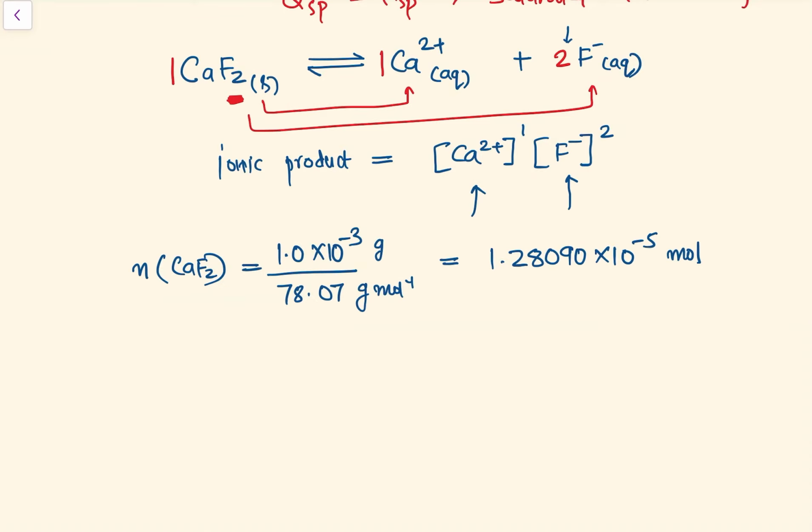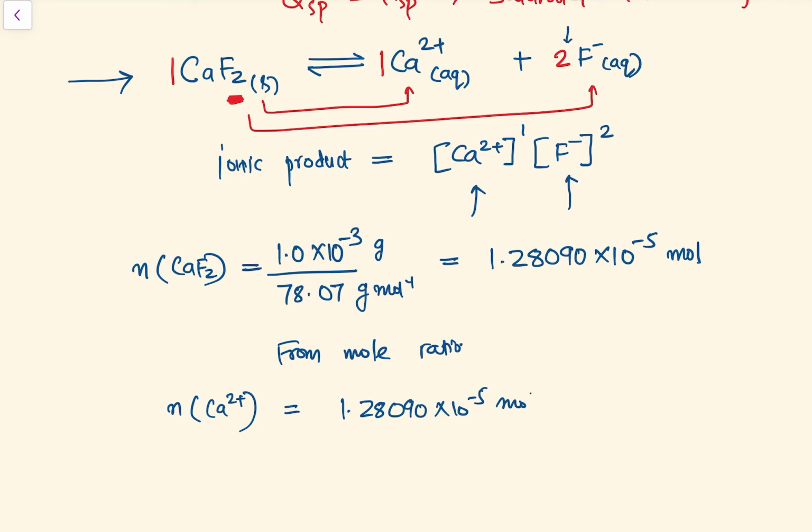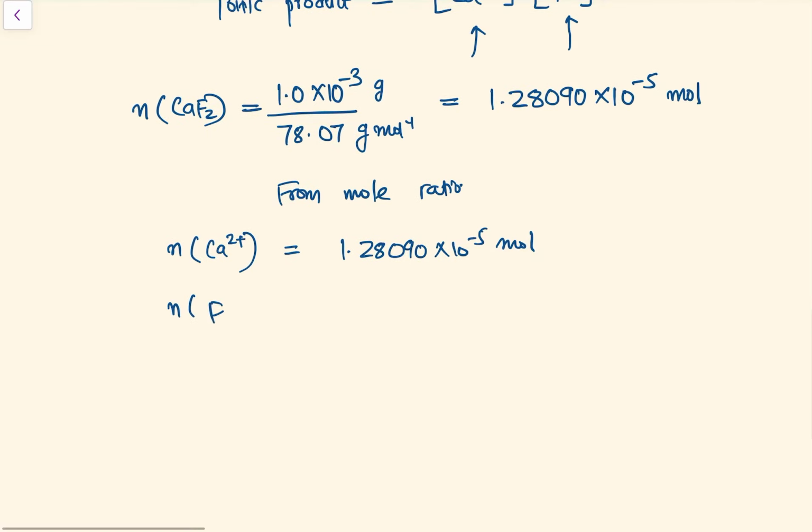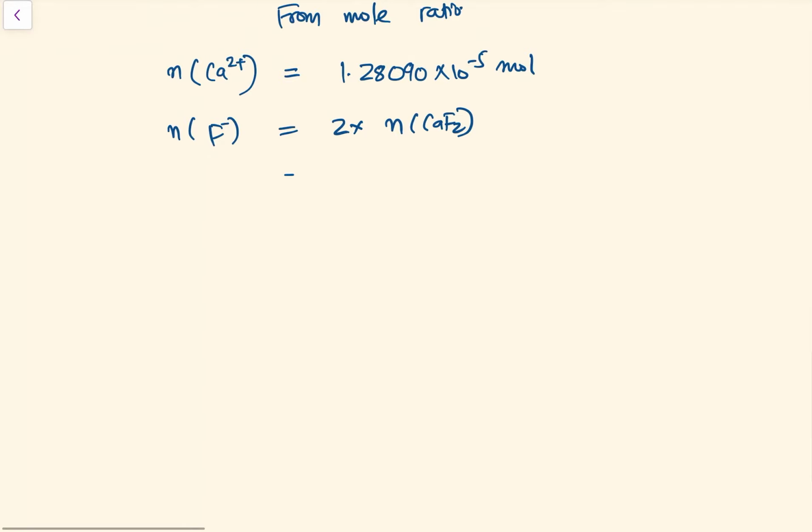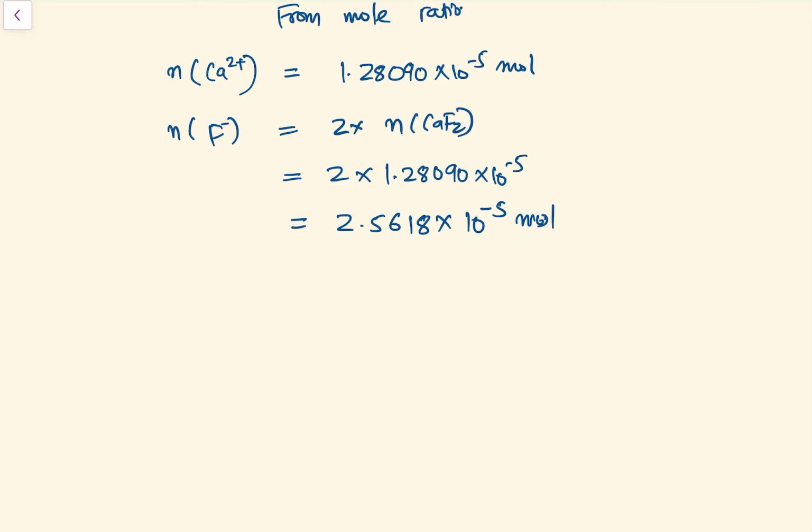Now if you look at the mole ratio here, the number of moles of calcium ions must be equal to the number of moles of calcium fluoride, right? The same thing, 1.28090 times 10 to the minus 5 mole. And the number of moles of fluoride ions will be equal to double the number of moles of calcium fluoride, which comes up to 2 times 1.28090 times 10 to the minus 5, which is equal to 2.5618 times 10 to the minus 5 moles.